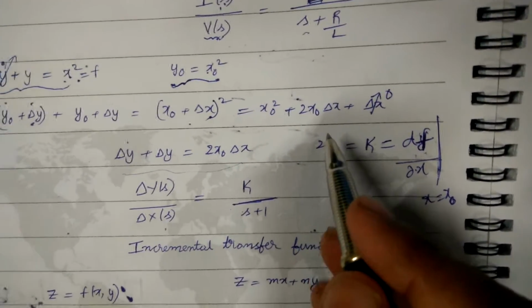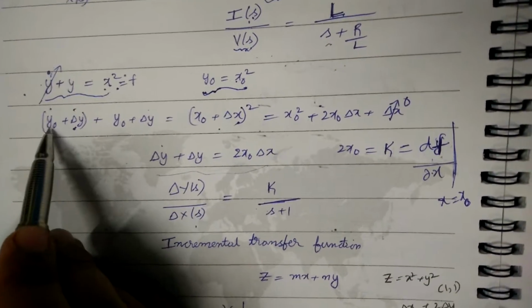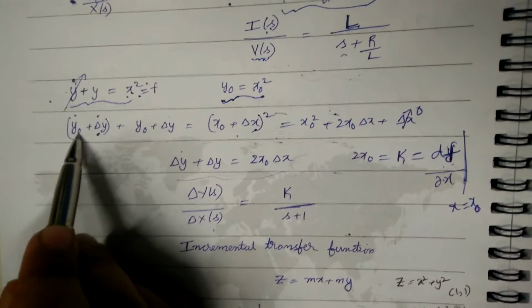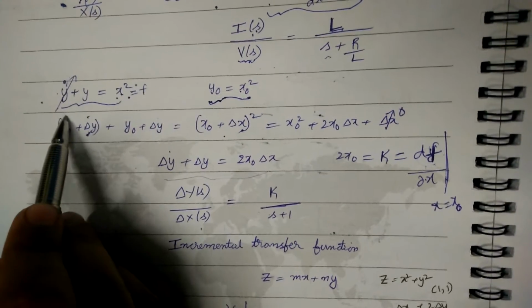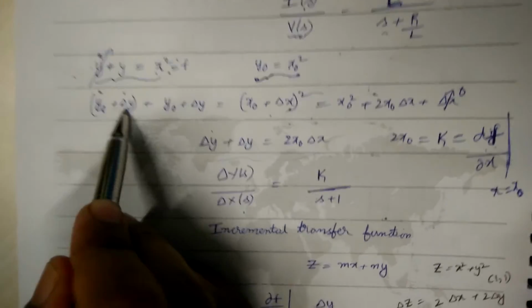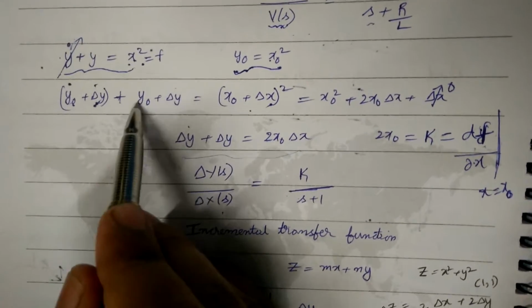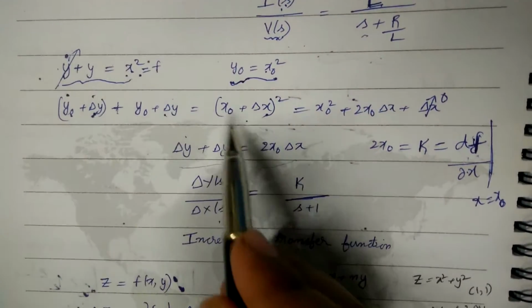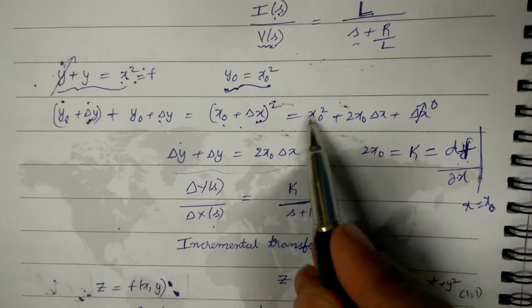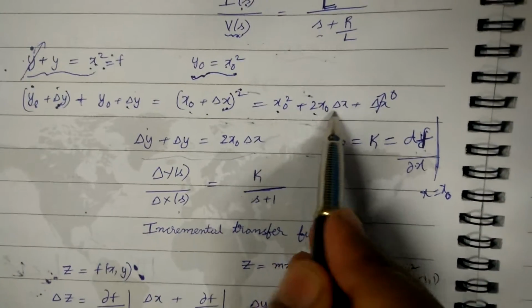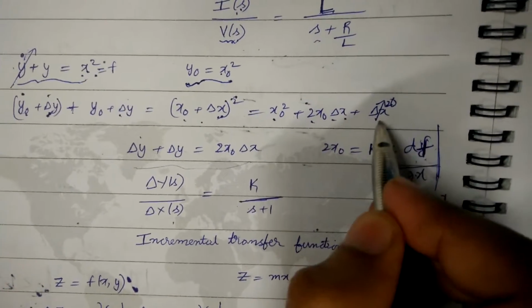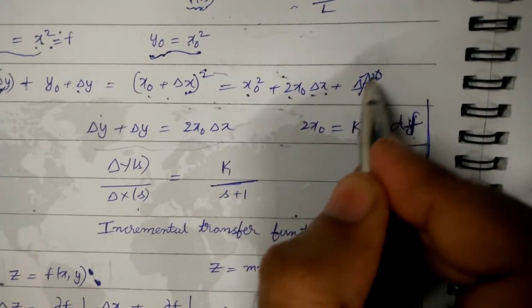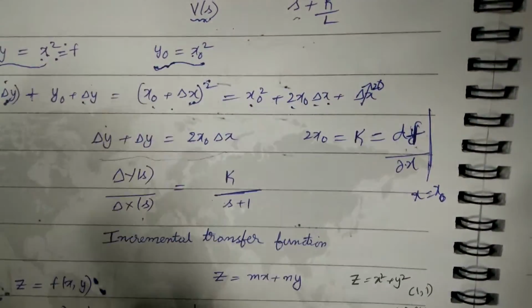those incremental changes. So when we replace y with y naught plus delta y, the derivative of y naught vanishes since y naught is constant, so we will have only delta y dot, and on the right, y naught plus delta y equals x naught plus delta x whole square. On expansion, x naught square plus 2 x naught delta x plus delta x square. If delta x is small, delta x square is very small.